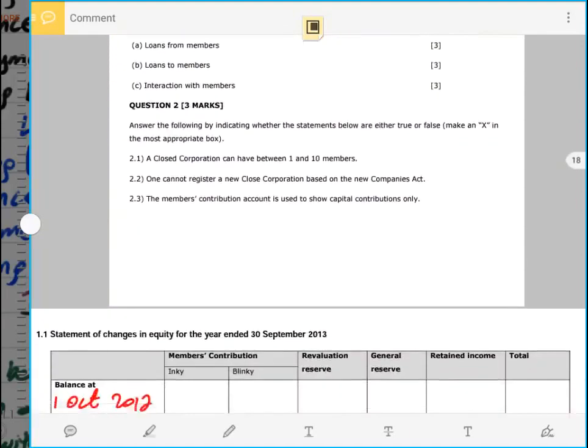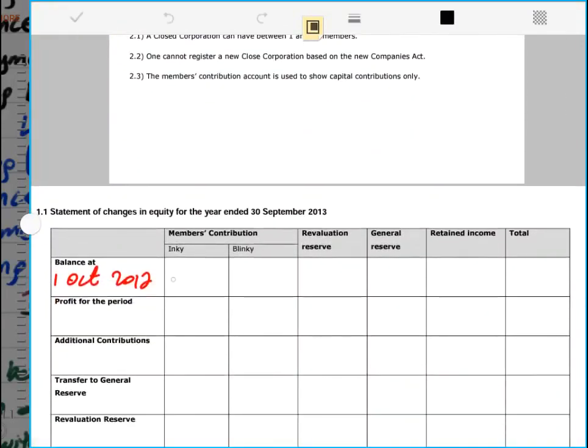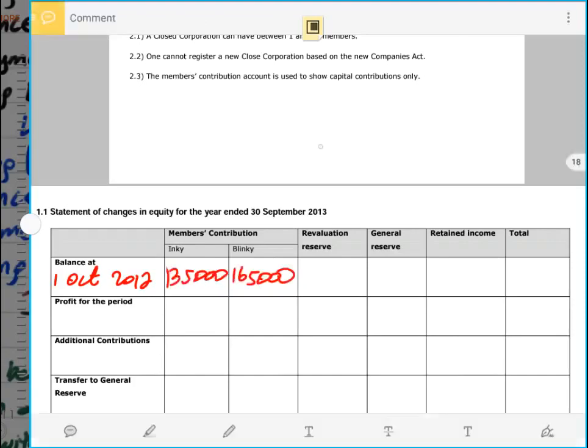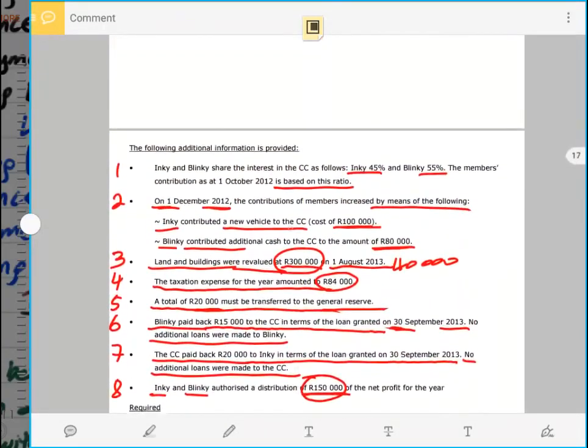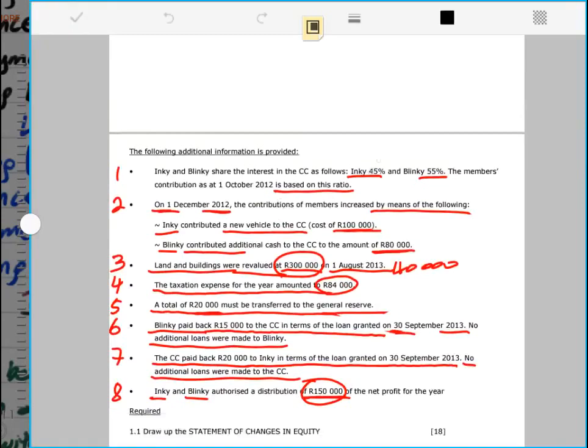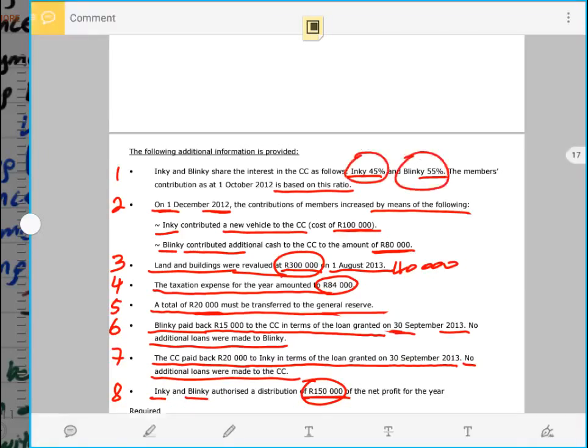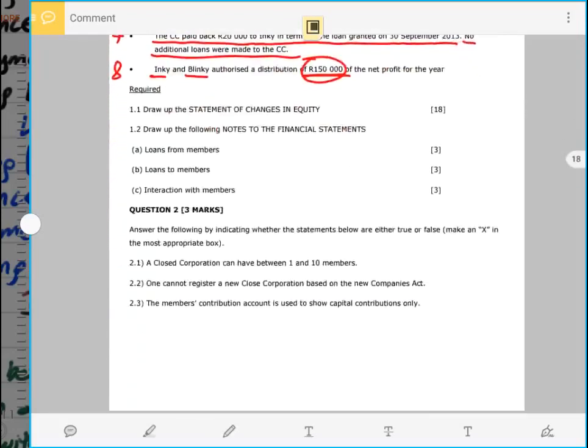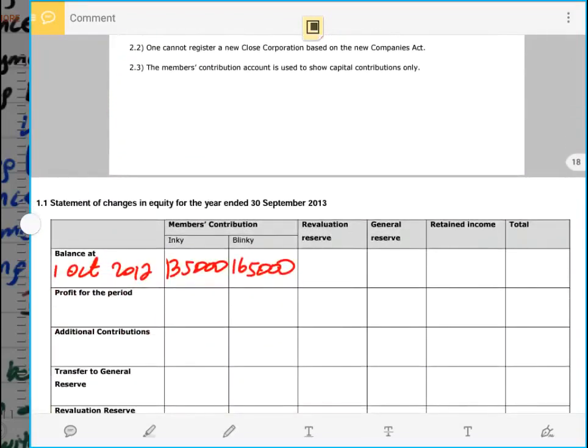So now these will be the opening balances for the members' contribution on the 1st of October in the year 2012. Then that will be 135,000 rands, and this will be 165,000 rands. Remember, the 45% and the 55% was given under bullet point number 1, where we were given the members' interest, Blinky and Inky, 45% and 55% respectively. Then we still continue with the opening balance.